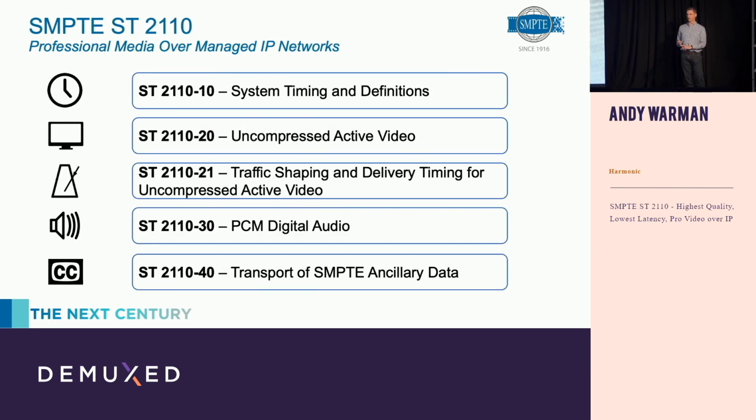And there are five main parts of the standard. I'm going to talk about each one of these in more detail here in a minute. But they are basically part 10, which deals with system timing and definitions. Part 20, which is the uncompressed video. Part 21, which deals with something called traffic shaping and also delivery timing over a network. Then we have PCM-based audio. And last of all, we have transport of ancillary data.